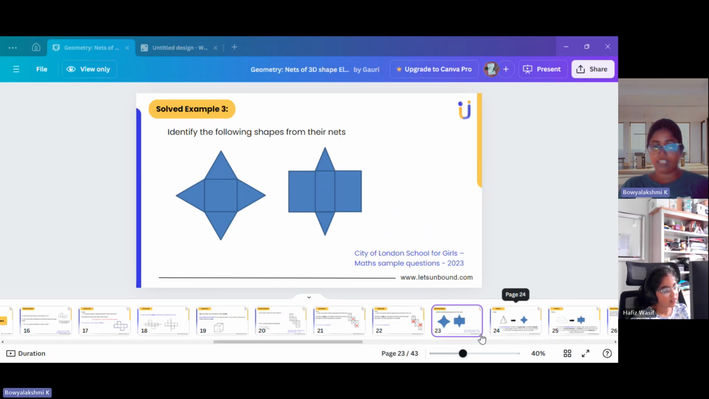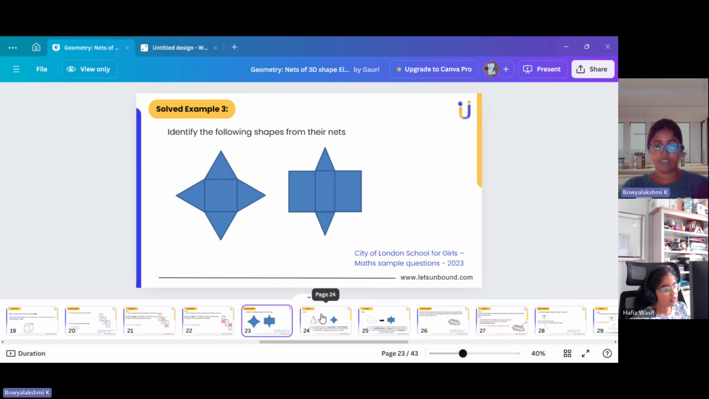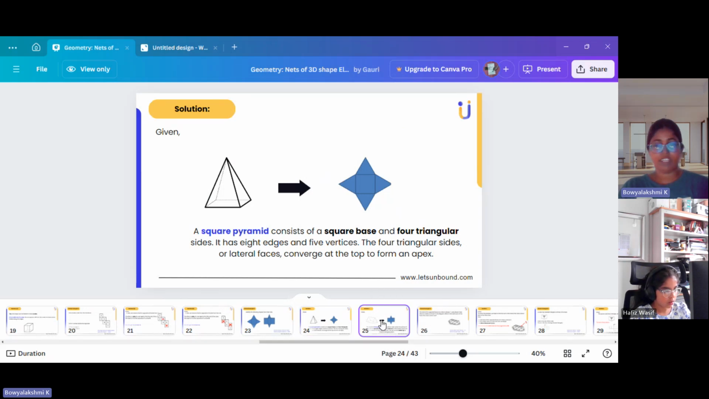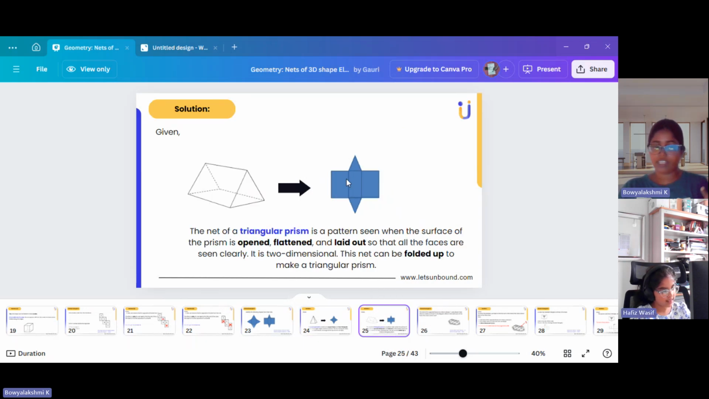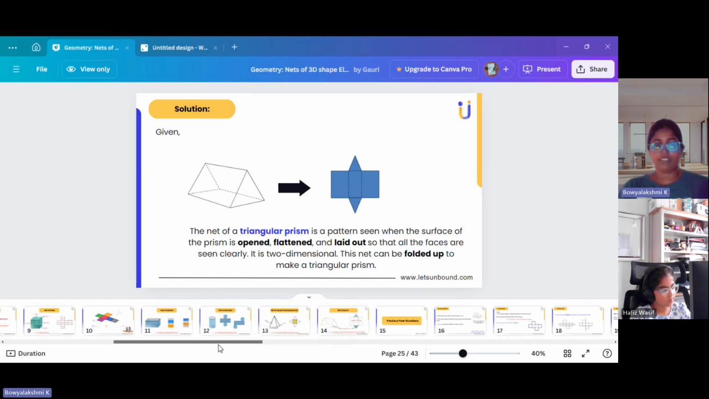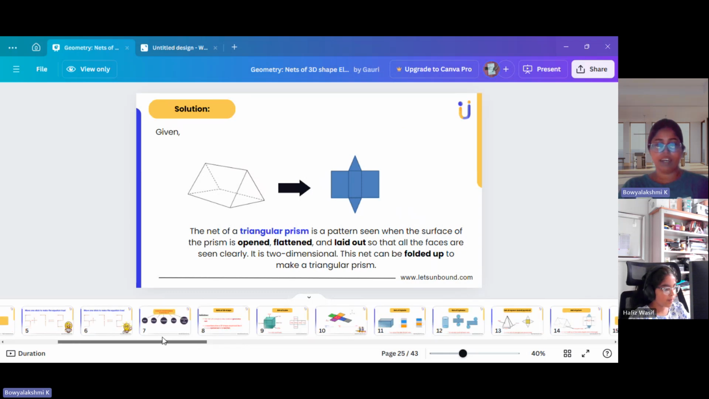That's great. Let's check the answer anyway. Yes, it's a pyramid, and particularly you can say it has a square or rectangular base. And this is correct. Triangular, also it's a prism. Well done. So that's what we have covered today, 3D shapes and 2D shapes.